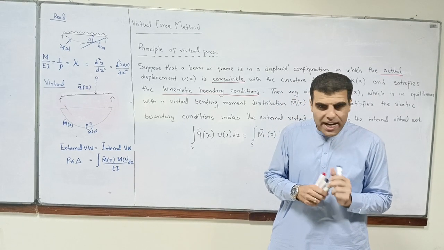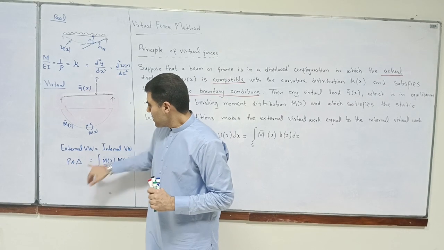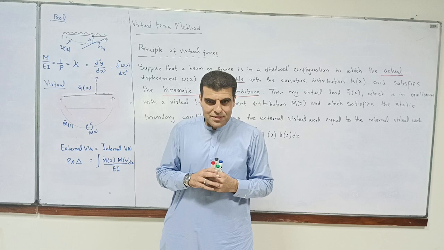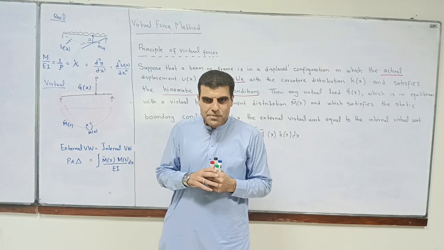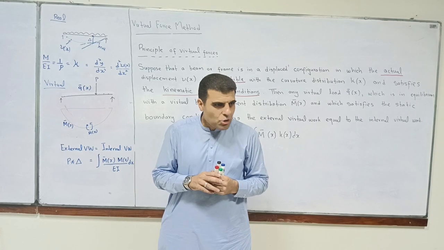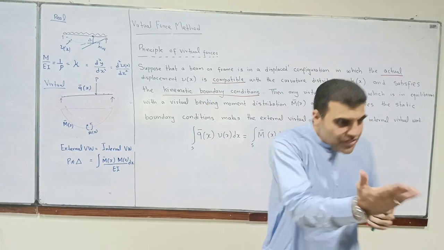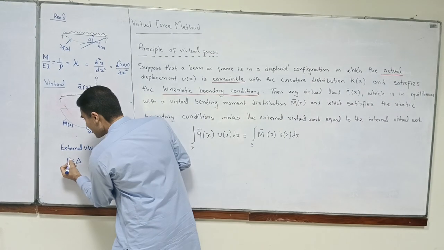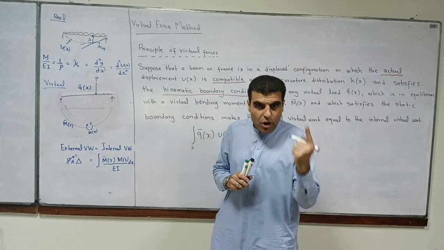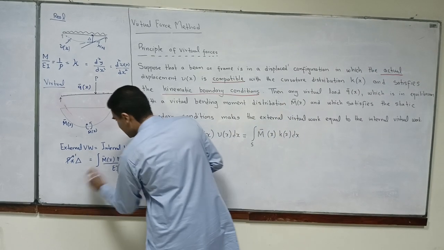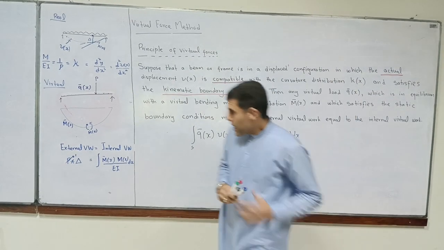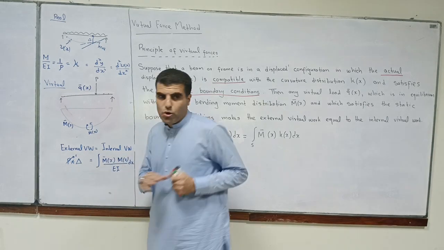But I am interested in finding out delta. How can I find out? I'll divide it by P, that's one way, or what is the easiest thing to do? Yes, you take P as 1. So that's why, if P is 1, we call it the unit load method, because P is equal to 1 and delta is this. Do you understand my point? So this is our unit load method.